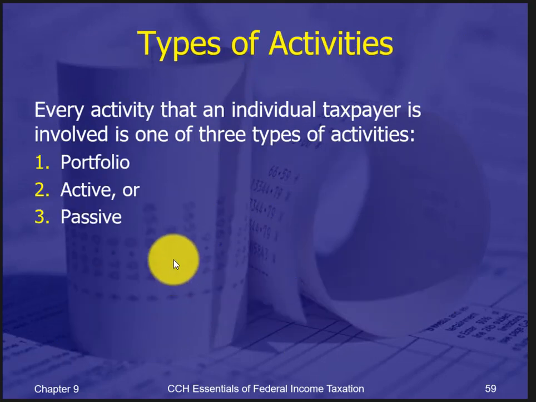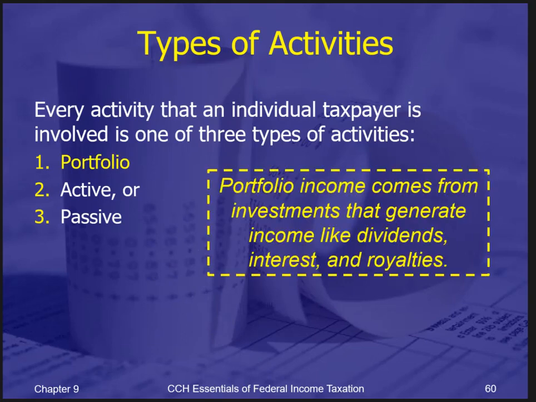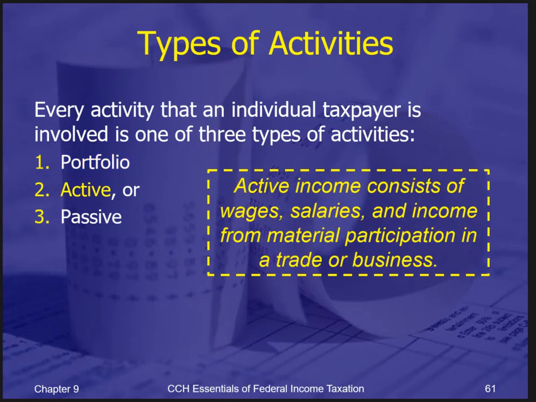Every activity under the tax law is either portfolio, active, or passive. You're most familiar with active: wages and business income. Portfolio is dividends, interest, and royalties. That's relatively straightforward and not what we're going to spend our time on. Most of the time, we're going to be trying to determine whether something is active or passive. All right, so active is wages, salaries, and material participation in a trade or business. It means you're really involved in the business. Well, we have some rules about that, and we'll see that in a little bit.